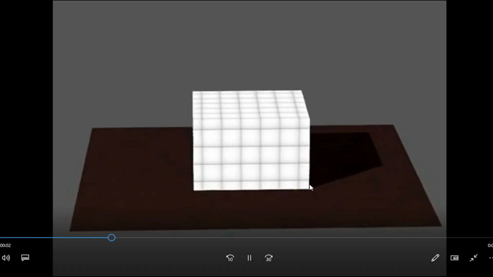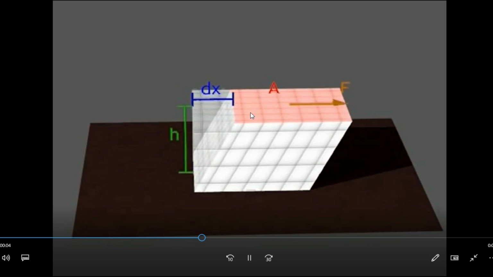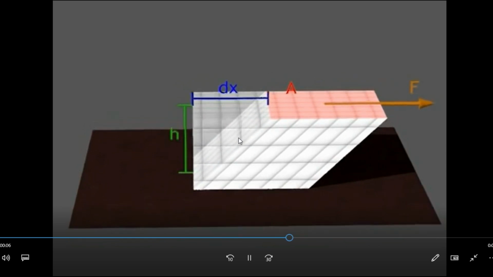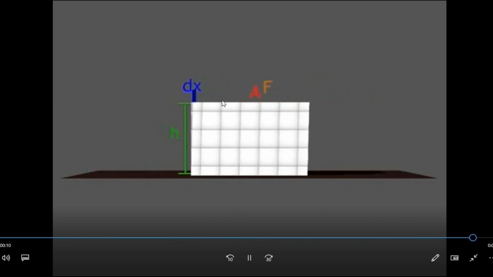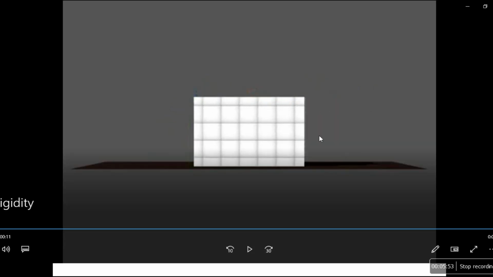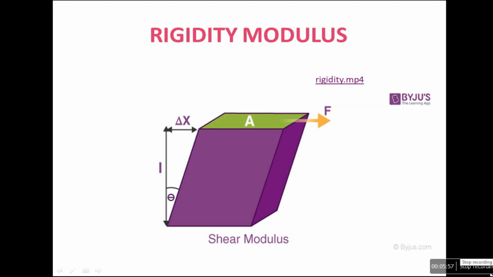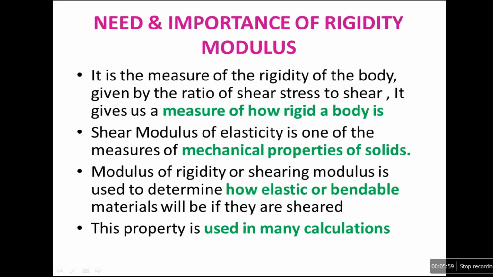See this one. This is the original shape. After giving the force, it changed to this kind of shape, and one angle is created in between these two. Again, if the force is removed, it goes back to the original position. So this is about the rigidity modulus.